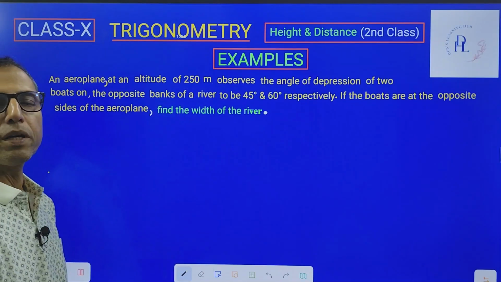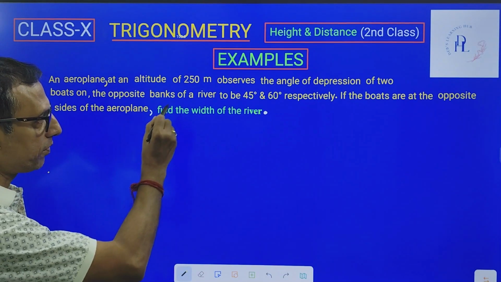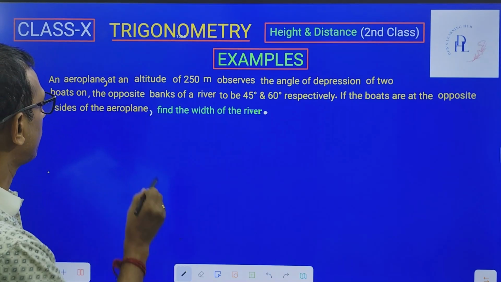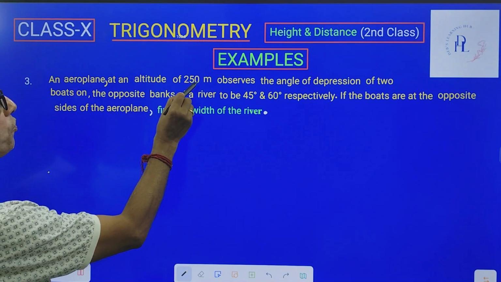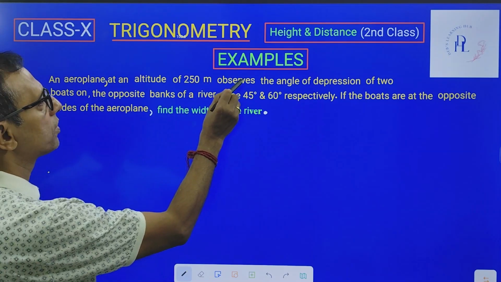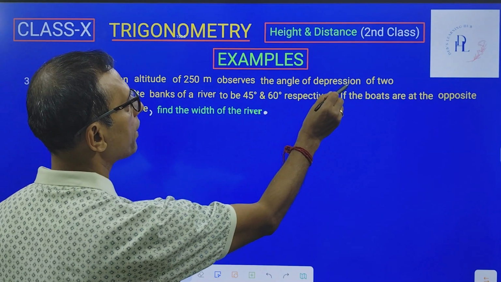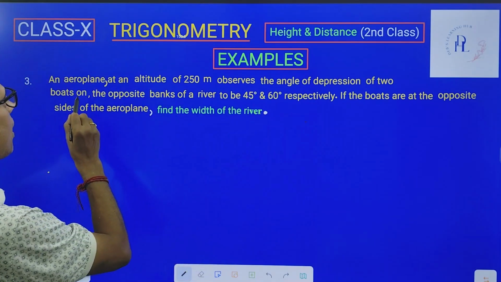See, here no picture is given. You need to transform this story into a diagram. So what is told here? An aeroplane at an altitude of 250 meter observes the angle of depression of two boats.